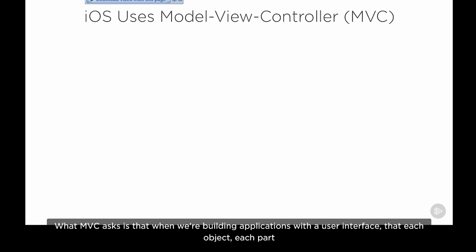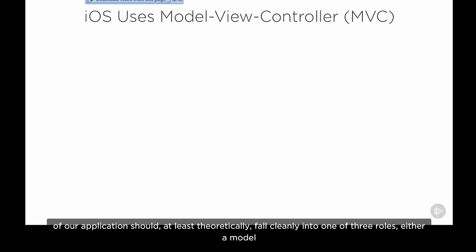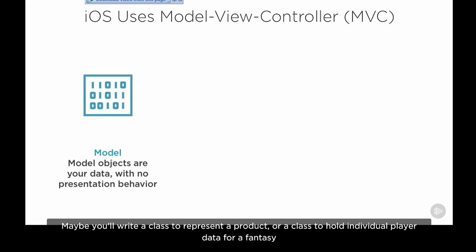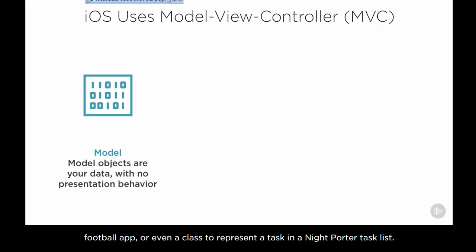What MVC asks is that when we're building applications with a user interface, that each object, each part of our application should, at least theoretically, fall cleanly into one of three roles, either a model object, a view object, or a controller object. The model part is your data, whatever that data is. Maybe you write a class to represent a product, or a class to hold individual player data for a fantasy football app, or even a class to represent a task in a Night Porter task list.